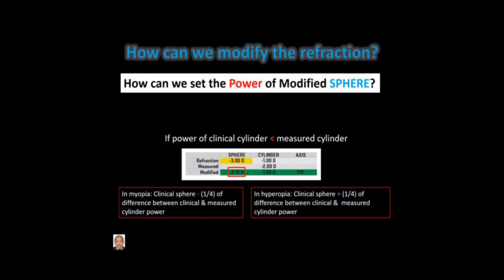If the power of clinical astigmatism is smaller than the power of the measured cylinder, so, in cases of myopia, enter the power of the clinical sphere minus a quarter of the difference between the power of clinical cylinder and the power of the measured cylinder. However, in cases of hyperopia, enter the power of the clinical sphere plus a quarter of the difference between the power of the clinical and the power of the measured cylinder.